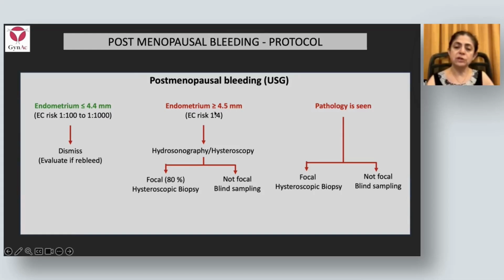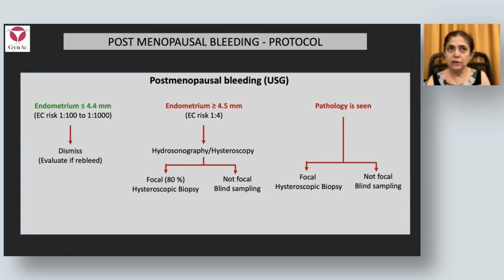If the endometrial thickness is equal to or more than 4.5 millimeters, we know that the risk of endometrial cancer is high. In these patients, we need to further evaluate and look for pathology. For this, we either do a saline infusion sonography or a hysteroscopy.